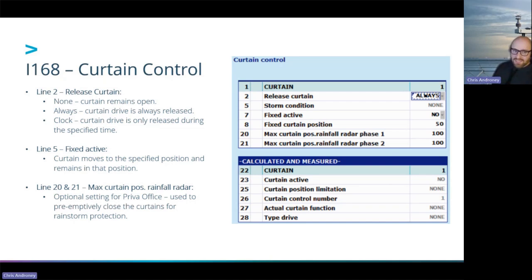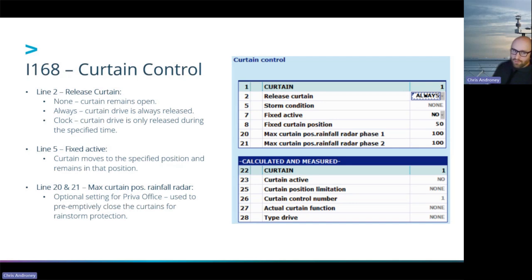Typically, if someone calls and says, "Hey, my curtains are staying open all the time," this is going to be my first question here. By default, they come on none. If line 2 is set to none, then the curtain's going to remain open and the curtain control program is going to be deactivated. If we have it set to always, then the curtain drive is always released. So no matter what time of day, as long as we have one of our strategies open, the curtain's allowed to open and close.